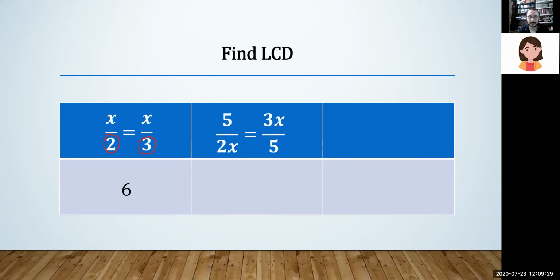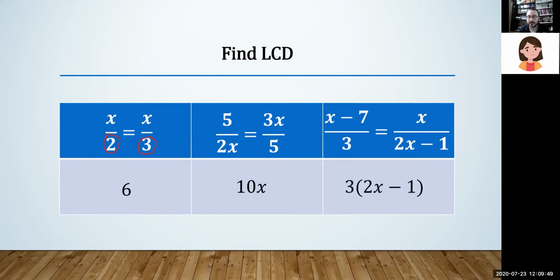It's all of the numbers. Also 2x times 5, so it's 10x. This one, you just multiply the denominator: 3 times 2x minus 1.